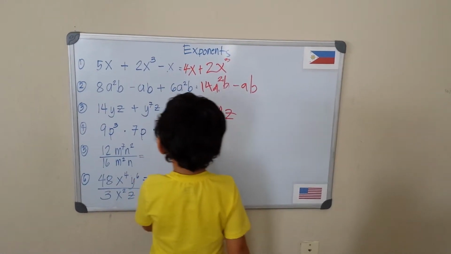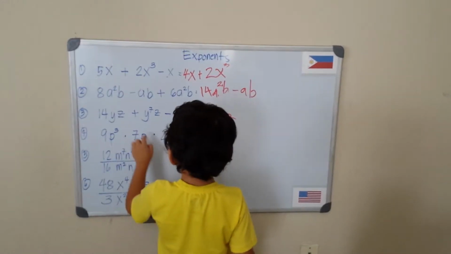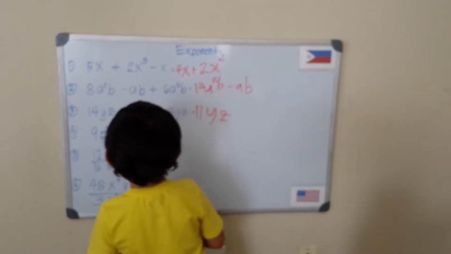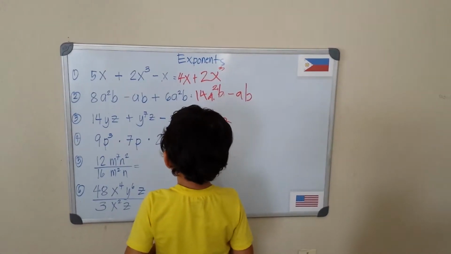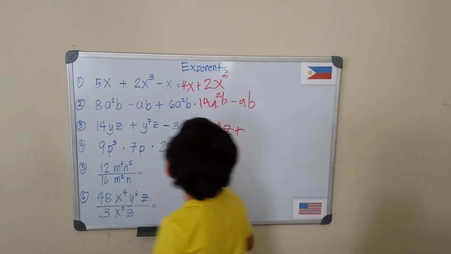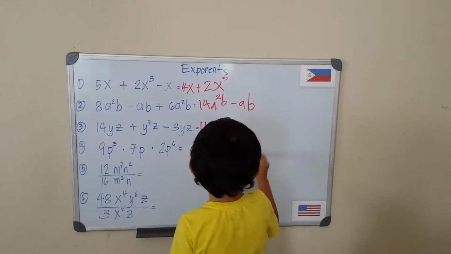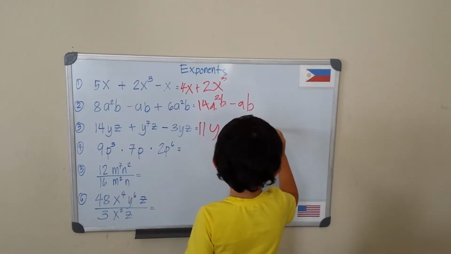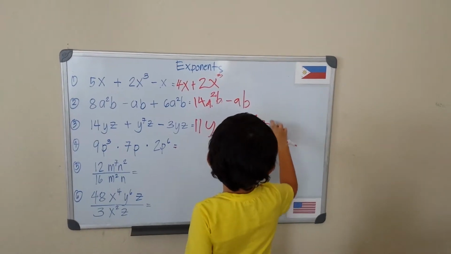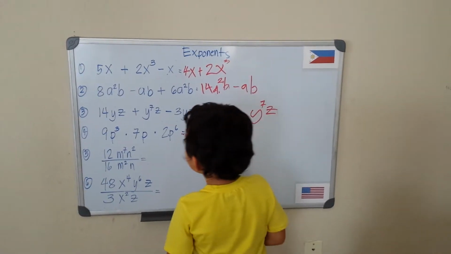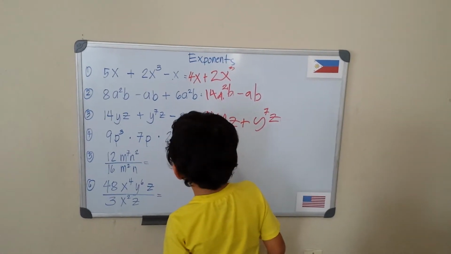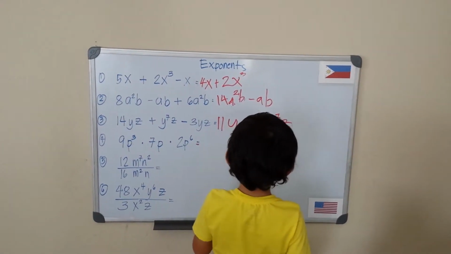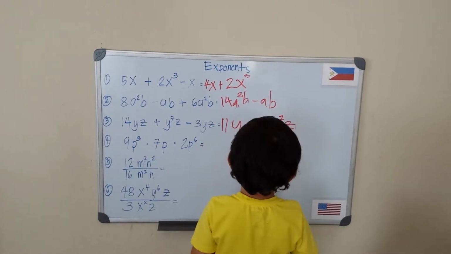YZ was beside the Y to the 7th power z. It's plus. So we gotta add that. So we need to get y to the 7th power z. That's z where it is. Okay? So now my final answer is 11yz plus y to the 7th power z.